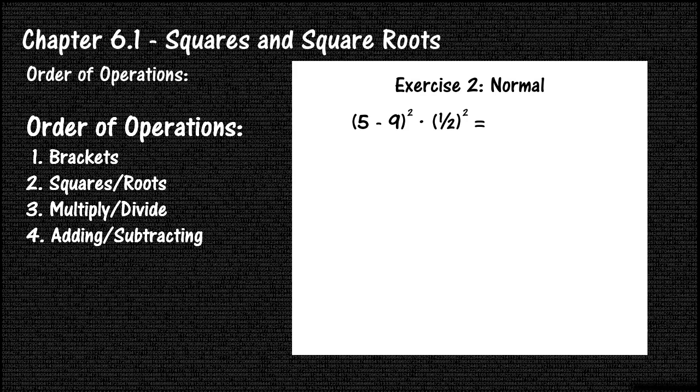(5 minus 9) squared times (1 over 2) squared. First we solve the brackets. 5 minus 9 is equal to -4. The brackets, we keep them in our exercise, as our next step would be to calculate the square of -4. So we have the line (-4) squared times (1 over 2) squared. Both squares can be calculated at the same time. The square of -4 is equal to 16, and (1 over 2) squared becomes 1 over 4, which means we end up with the line 16 times 1 over 4, which is equal to 4.